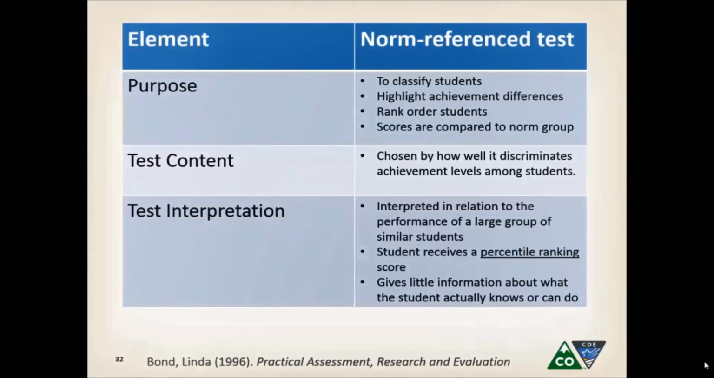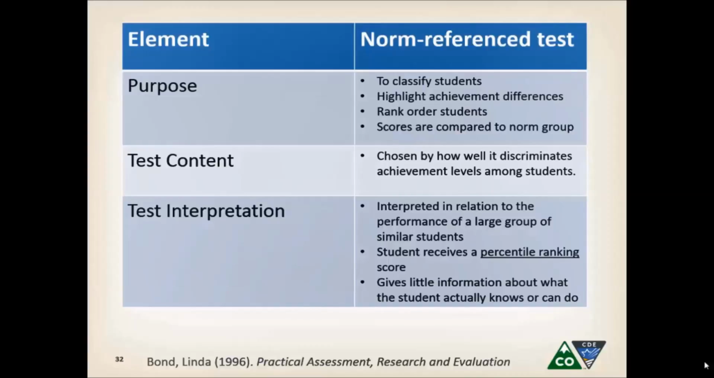So the purpose of a norm reference test is typically to classify students, to highlight their achievement differences. We typically rank order students, and their scores are compared to this larger group called the norming group. Now, test content is selected based on how well it discriminates those achievement levels among students. The data that we receive from these type of tests will help us determine a student's performance based on that larger group or that norming group of similar students.